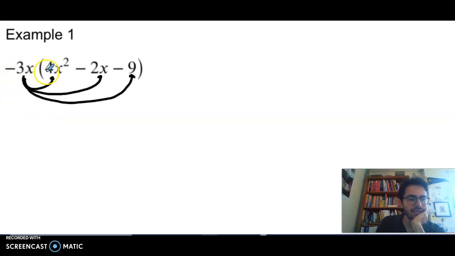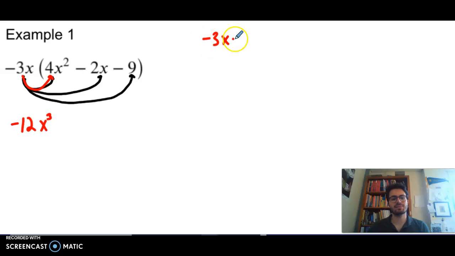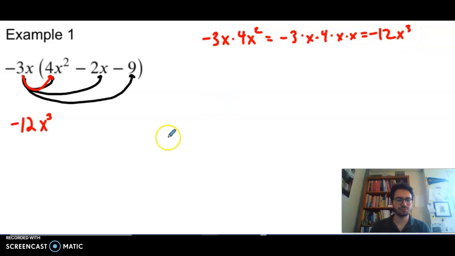So I have negative 3 times 4. That's negative 12, and I'll do these each in different colors. So negative 3 times 4 is negative 12. Then I have x times x squared. You guys already know that's going to be x cubed. Because, and I'll show you here on the side, this is negative 3 times x times 4 times x times x. Negative 12, and then you have 3 x's.